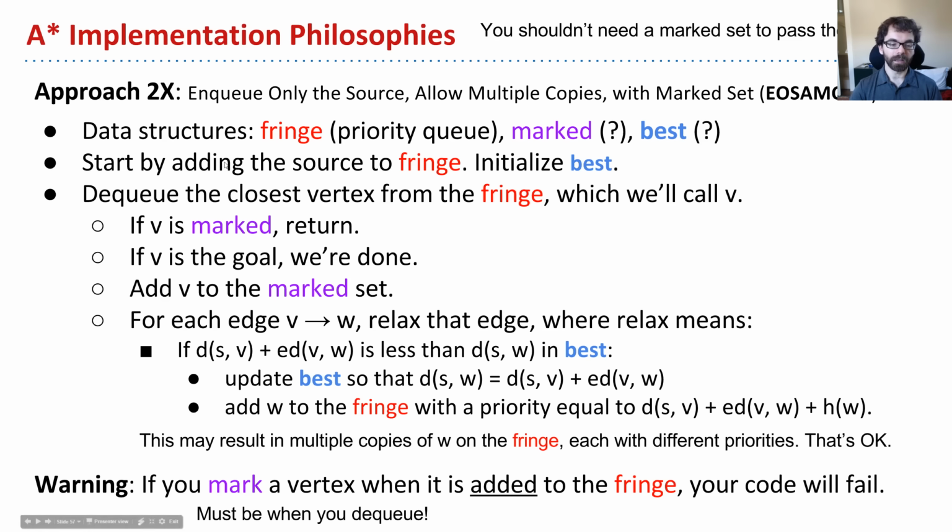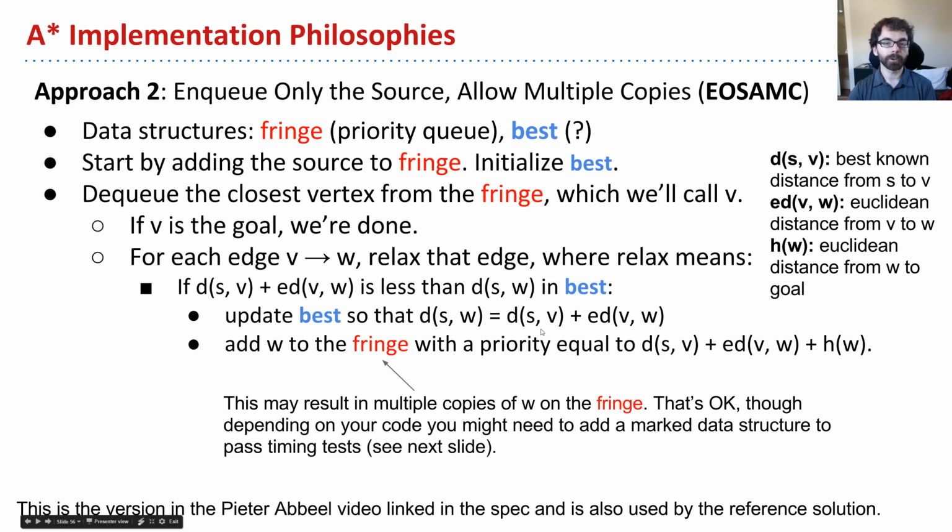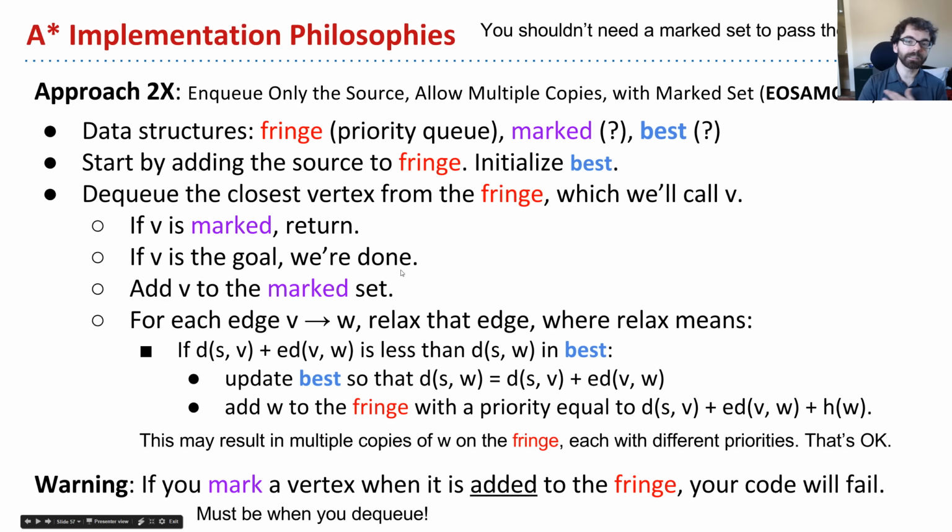Okay? Now, a warning: if you mark a vertex when it is added to the fringe, that is, instead of doing add v to the mark set after dequeue, if you instead do it here, add w to the fringe, mark w, your code will fail. And the reason is that we're no longer doing the approach that we discussed in class. So you can actually take approach 2, the simpler version, and show that it's basically exactly the same thing as approach 1. You can do the same thing with 2x, but once you change this mark over here, you'll find that it's a different approach. There's a very subtle little point, and if you take 188, you'll learn more about it.